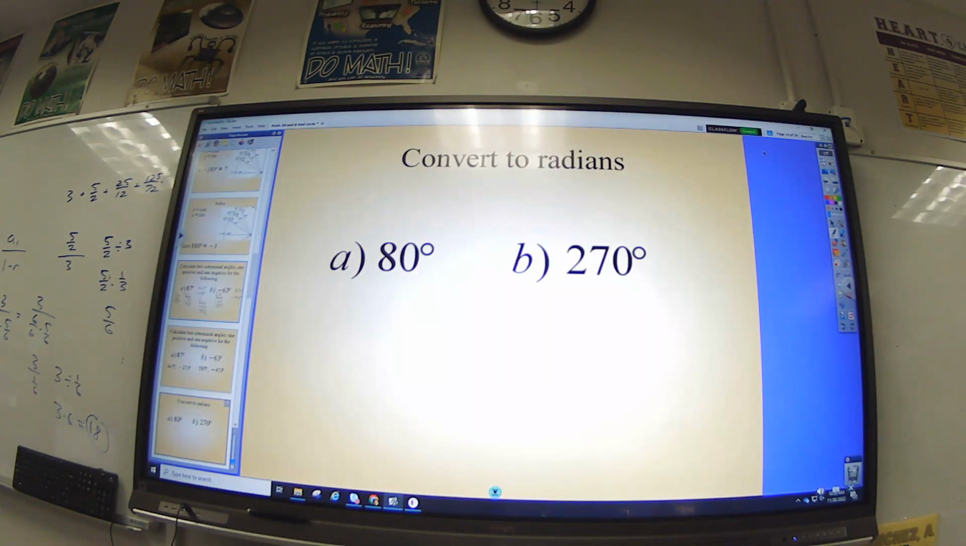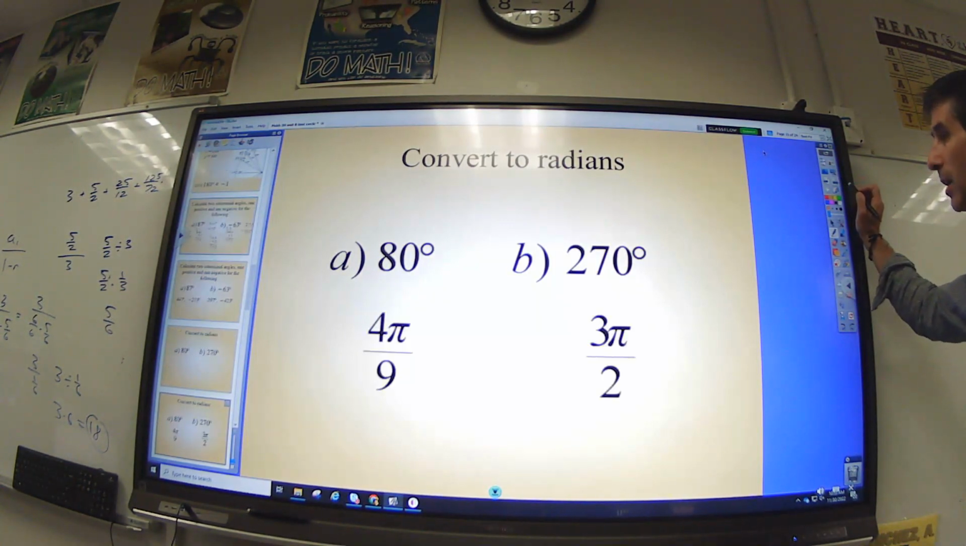Oh my goodness. Convert to radians. Go ahead and try that. Put the answers up. You guys have the answers? Look at 4 pi over 9, 3 pi over 2. Do you guys get that? Make sure you simplify it all the way. Does anyone need me to do this? No. I'm doing it anyway for the recording.